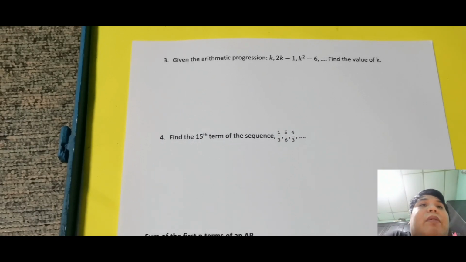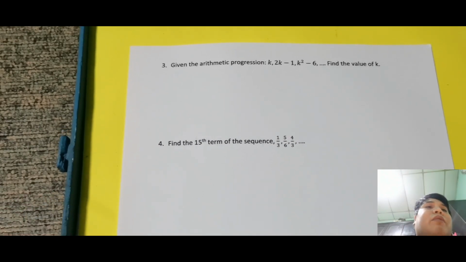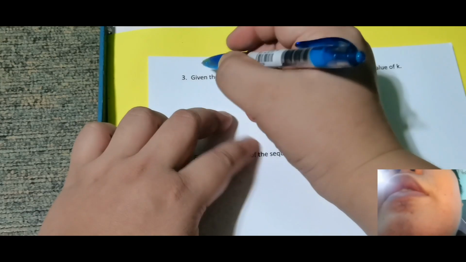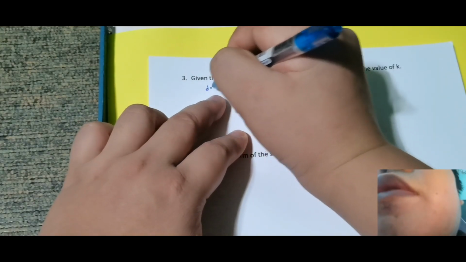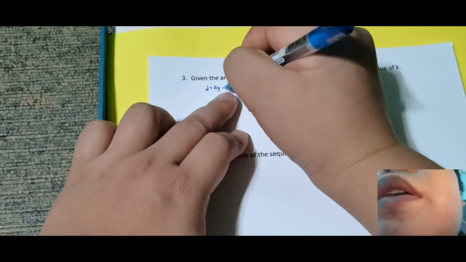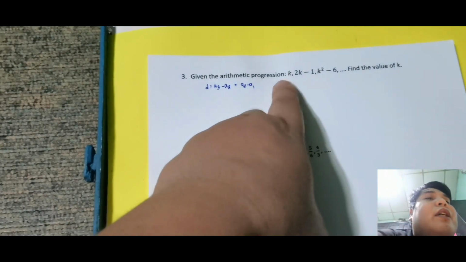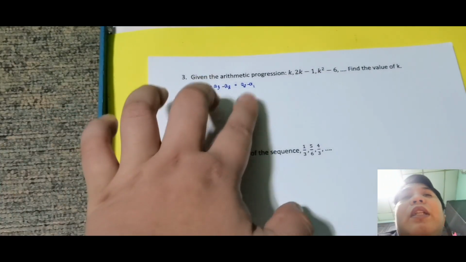Okay, for number 3, given the arithmetic progression k, 2k minus 1, and k squared minus 6, find the value of k. So to make it an arithmetic progression, let's find the value of k. So how do we do that? Sir, what we know is that for it to be an arithmetic progression, the difference of the second and first term is equal to the difference of the third and second term. So we all know that D is equal to A sub 3 minus A sub 2, which is also equal to A sub 2 minus A sub 1 based on the given. Because this is A sub 1, A sub 2, A sub 3. So let's use this part.